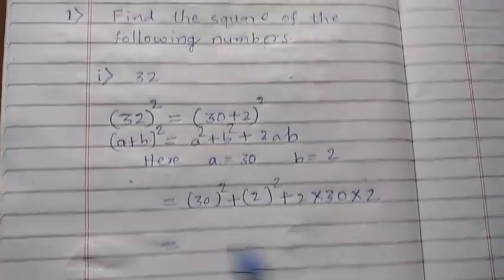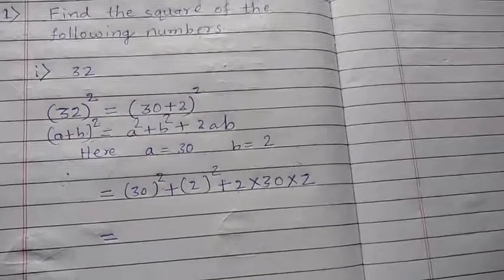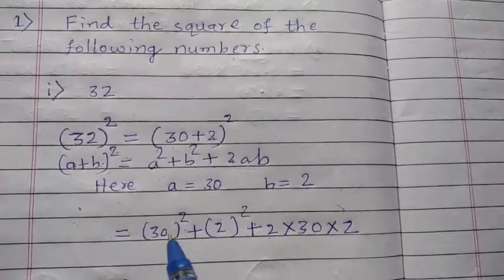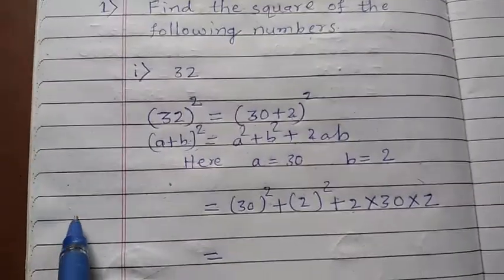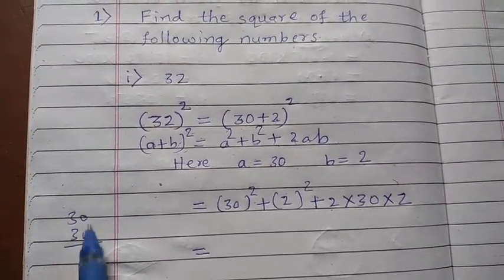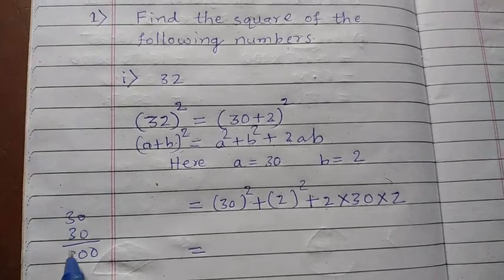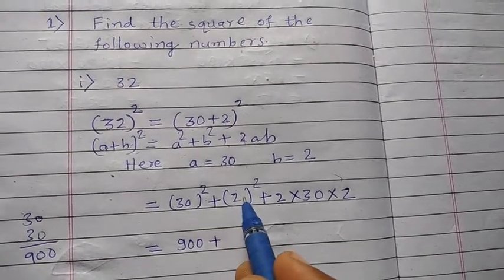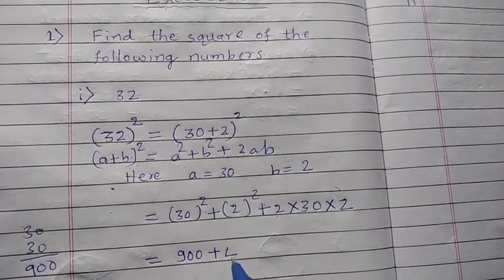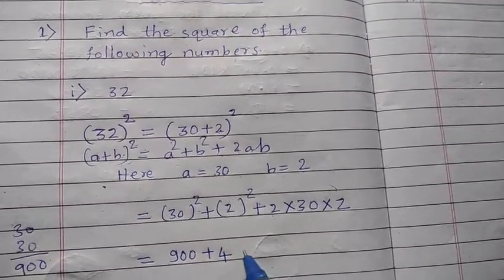Next, here we have to find the square of 30. Square of 30, how much is it? See here, 30 into 30: 3 threes are 9, and the two zeros, so it is nothing but 900. 900 plus, and the square of 2 is how much? It is 4. 2 twos are 4.